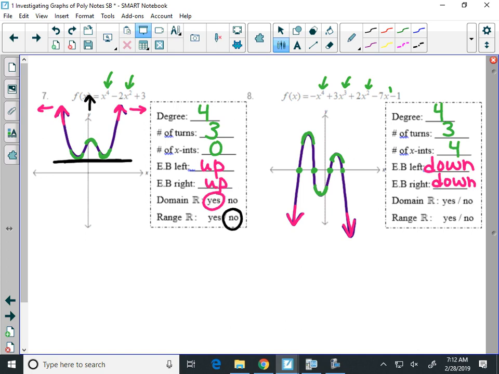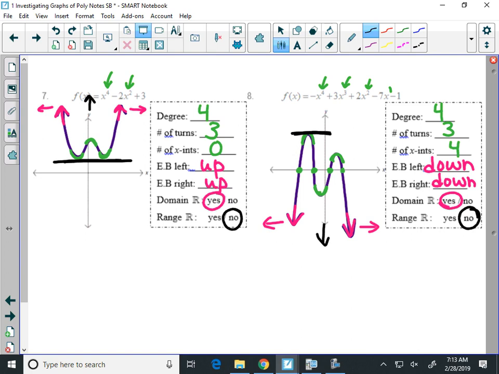Now we seem to have this pattern. It does look like the arrows are going both out to the left and right forever. So my domain is all real numbers. And for the range, my arrows both are going down, but notice there's a limit to how high you can go. It's not going up forever. So the range is not all real numbers.